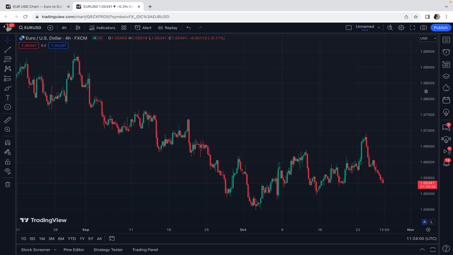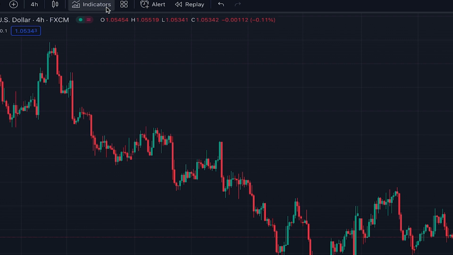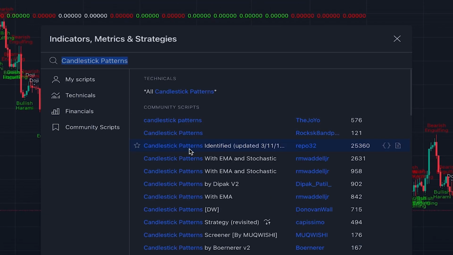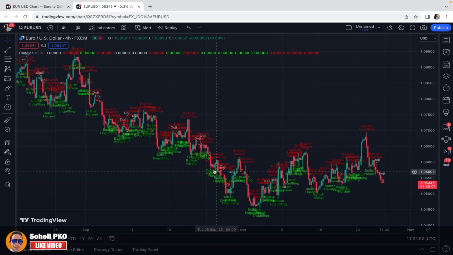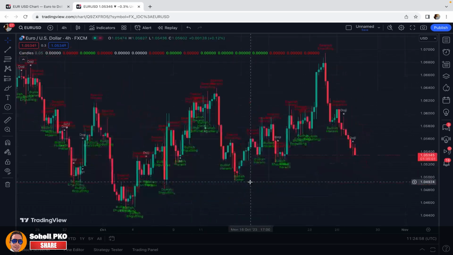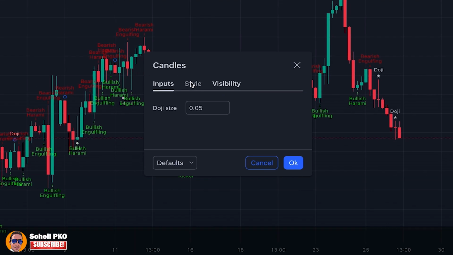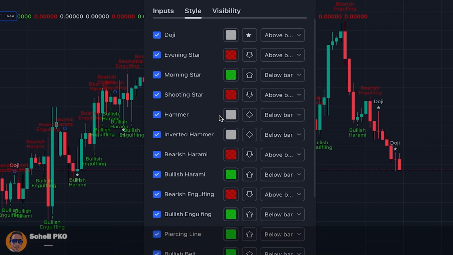And the last indicator that I want to introduce helps with candlestick patterns. Here we click on indicators and we search candlestick patterns. We add this one, candlestick patterns identified, which is written by someone named Repo32. Alright, this indicator shows some of the popular candlestick patterns that formed on the chart. Of course, we don't need all of them, so we can go to the settings of the indicator and here in the style tab and select only the ones that we need.